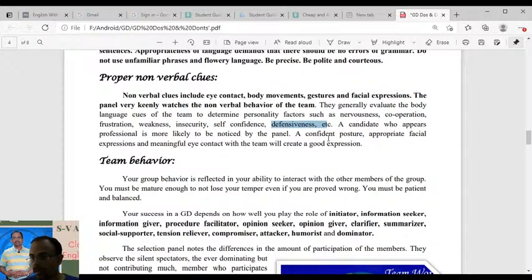And when your turn comes, only you should speak. You should not interrupt others when others are speaking. It is a bad manner to interrupt others. So you should not interrupt others, right?